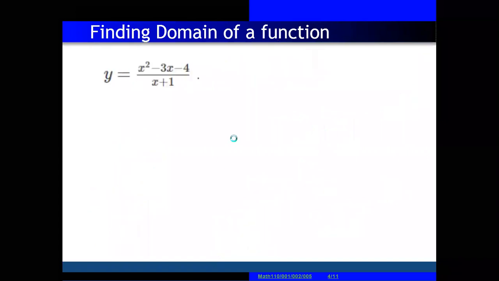Next, we have this function. Who will tell me how we can find the domain of this function? Any idea about factorization? Because I want to factorize this one. If you can cancel numerator with denominator, so first you need to simplify, then you can solve.